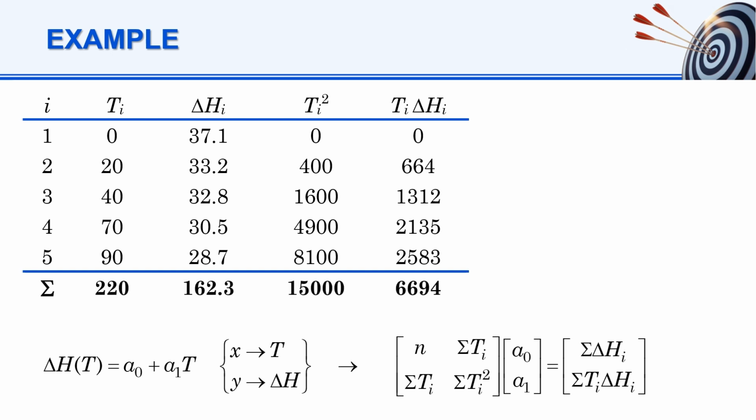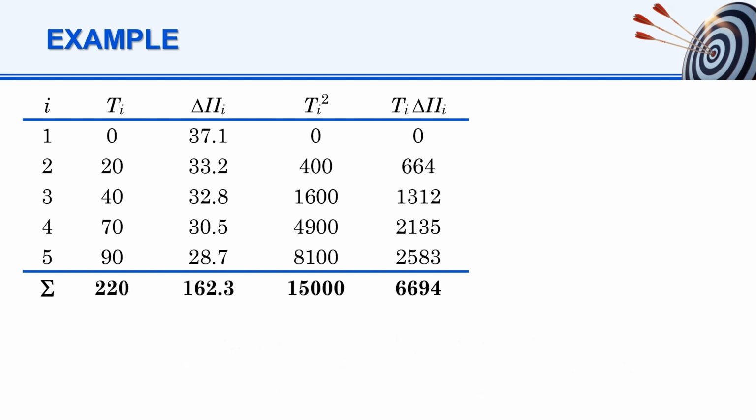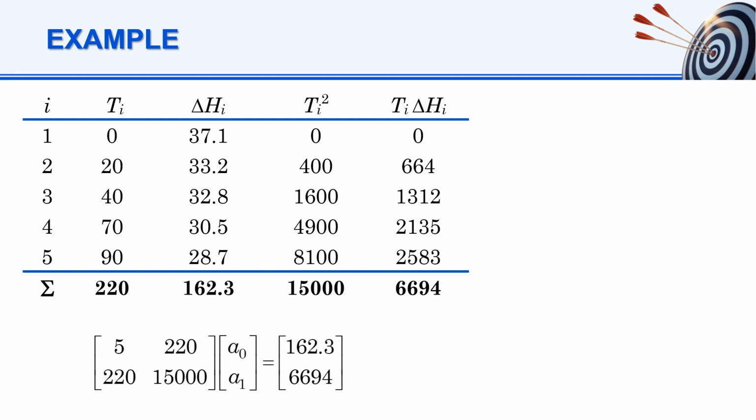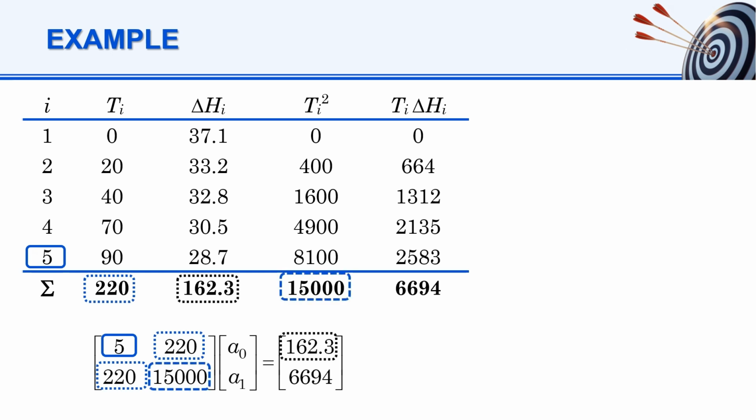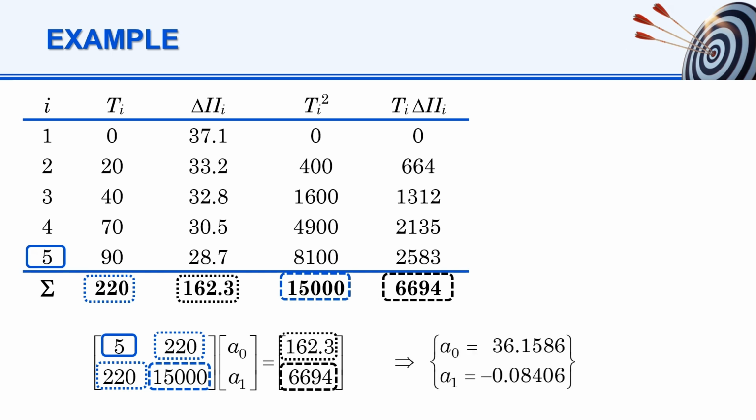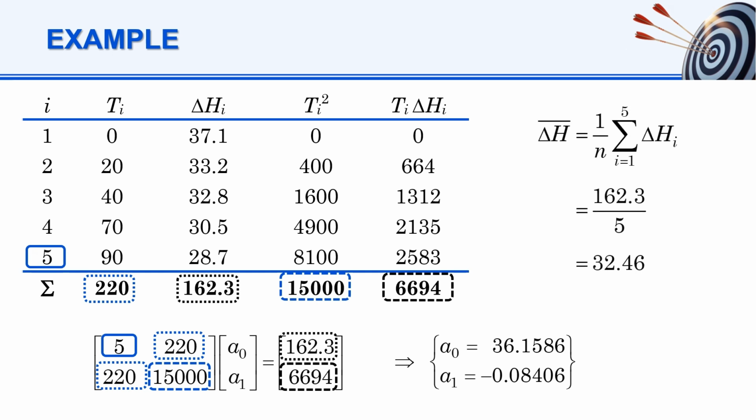Next, substituting these values into the linear system and solving it gives a0 and a1 as 36.1586 and minus 0.08406, respectively. To estimate the sum of the squares of the mean deviation, we need the arithmetic average of the enthalpies, which is found as 32.46.